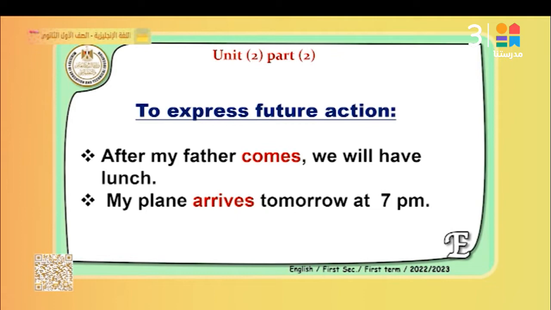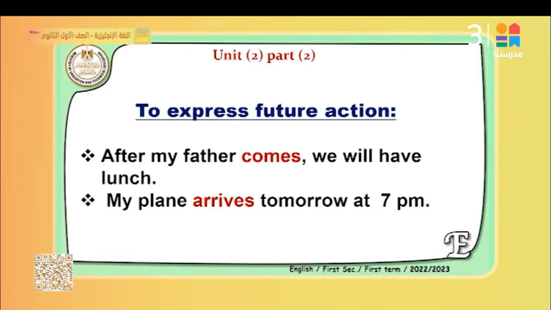But comes here expresses what? Expresses the future. It means that my father will come and then we will have lunch. So after time conjunctions like after, before, as soon as, until, by the time, when, all these time conjunctions, when we want to express the future we use the present simple tense. So after my father comes we will have lunch.